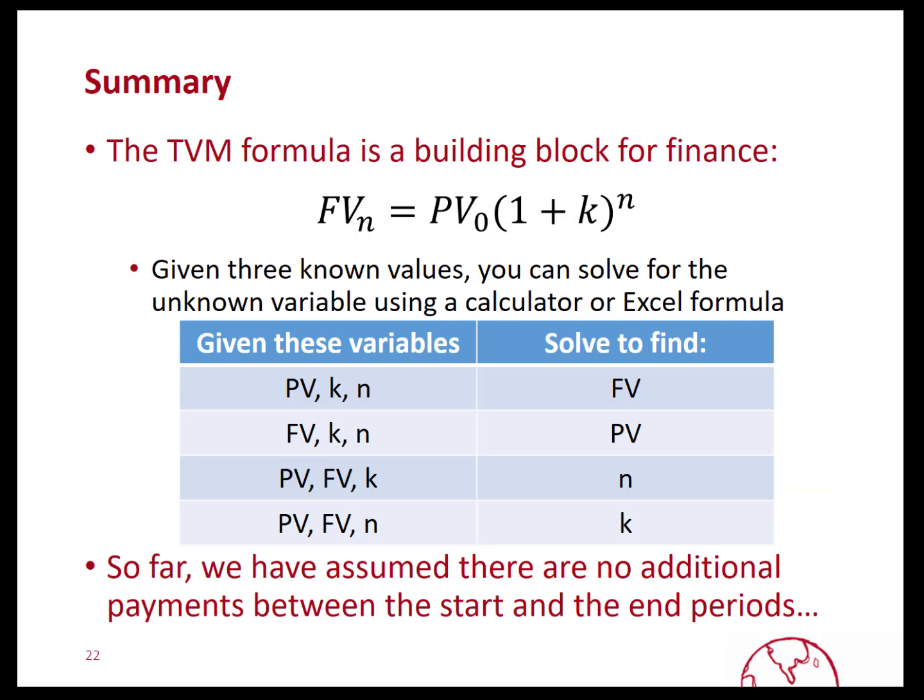So in summary, this time value money formula is really a good building block for finance. You're going to see it very often. It has 4 parts, and as you probably figured out, given 3, you can calculate the 4th. With financial calculators, you will find the buttons on your calculator. You can simply put in 3 and solve for the 4th. Likewise, in Excel, there are built-in functions that can be used for calculating each of these. But you always need to have 3 of them in order to calculate the 4th.